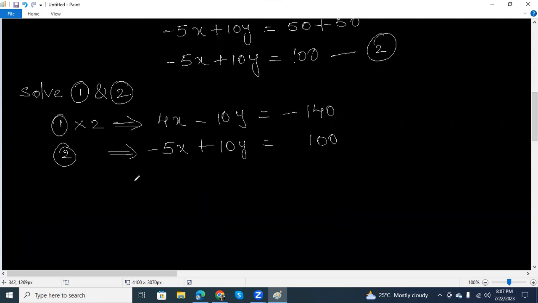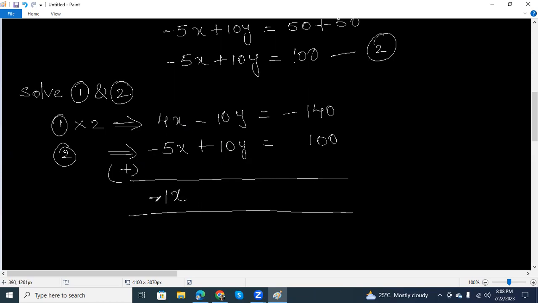Now the question is whether we need to add or subtract. What do we have to do? If we add, these both are opposite signs, they both will get cancelled. If we subtract, the second equation signs will change and this will become minus again, like symbols will be added. So we need to do addition here. Now 4 minus 5 is minus 1x. Greater number sign follows. And these both are opposite signs with the same coefficients, so the variables you can cancel. That is equal to minus 140 plus 100 gives minus 40.